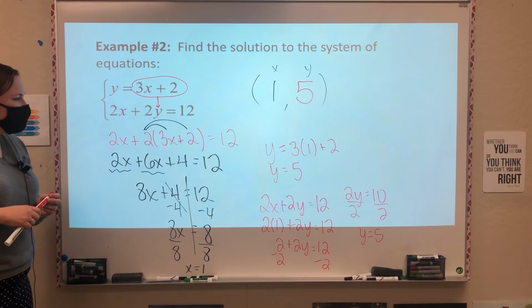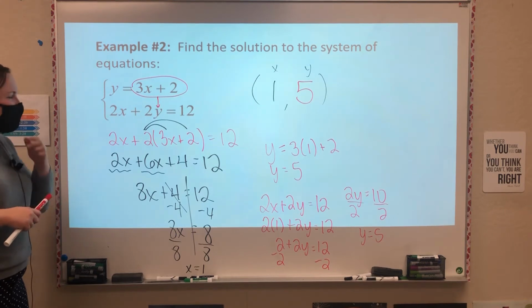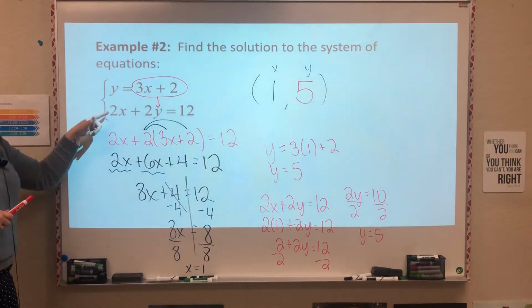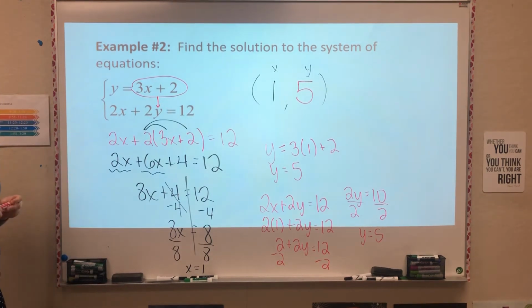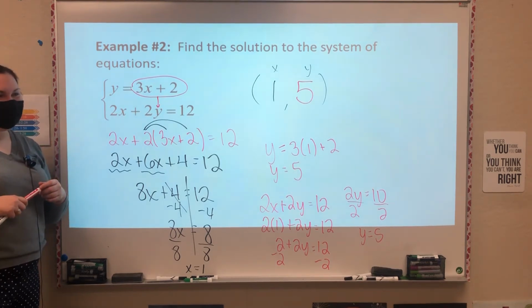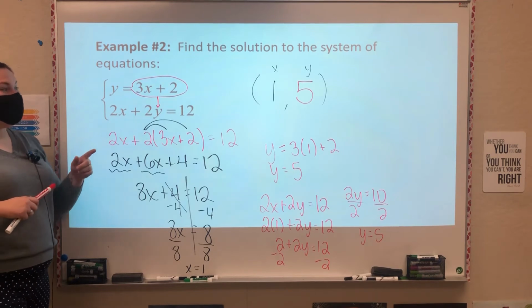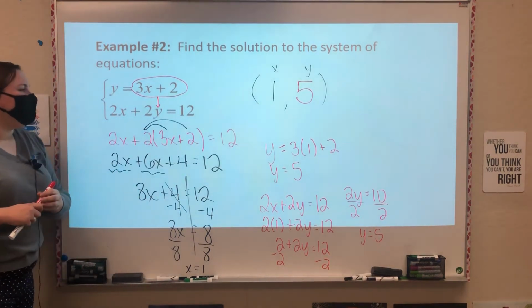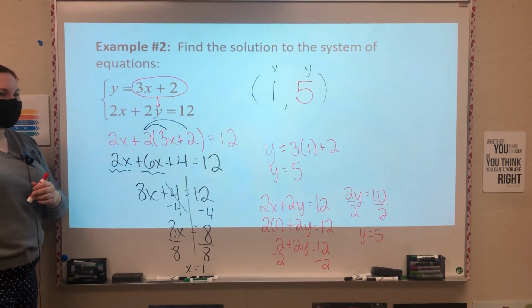Quick, a different type of check. When we say this is the solution point to this system, what does that mean? It means if you were to graph the two equations, at some point they would intersect, at 1 and 5. Yep. So it's just going back to what we had said a solution point is.